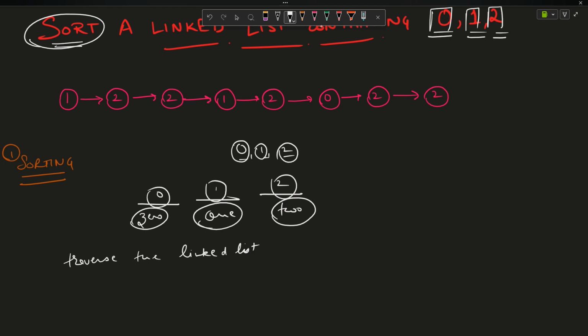And just don't do anything else. The first zero-count nodes will be 0, followed by the one-count nodes being 1, and the two-count nodes being 2. So what I'm saying is that I will keep a temp pointer here, and I will declare 3 variables: zero, one, two, all initialized to 0, 0, 0.